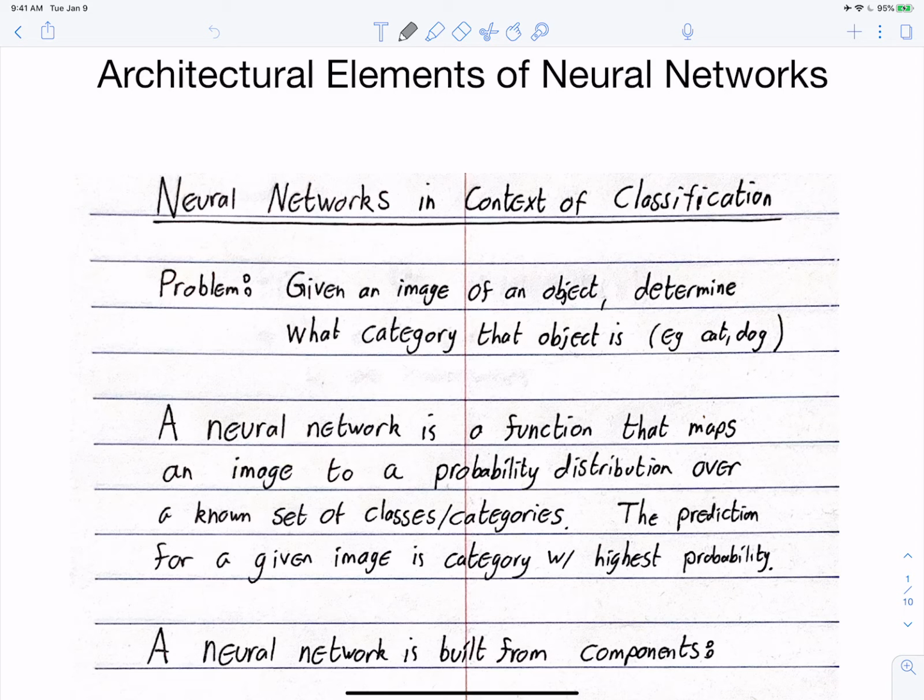This is a lecture on the architectural elements of neural networks. And in particular, we're going to focus on convolutional neural networks and, in detail, the convolutions themselves. Right, so let's give ourselves a context.